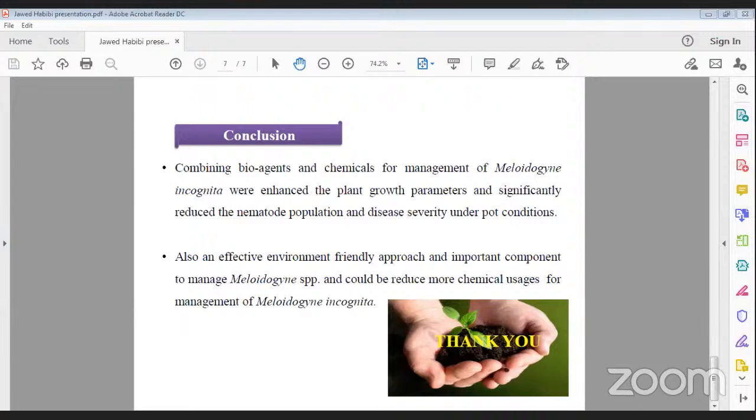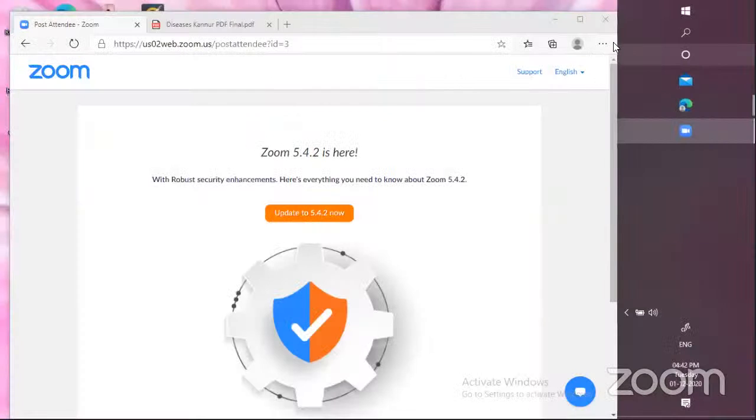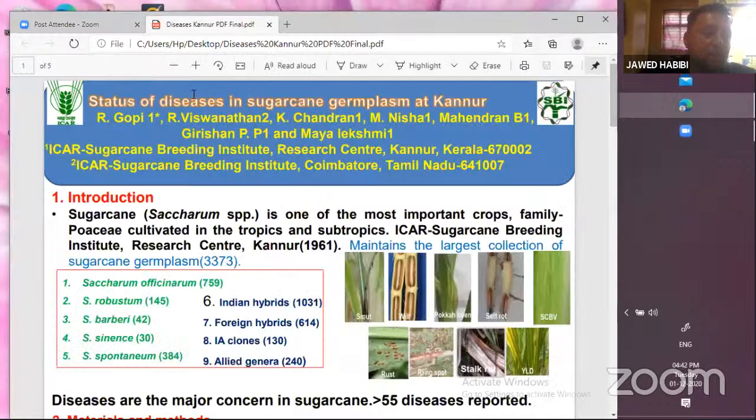Next. Javid. Hello, Javid. Yes, sir. I want one clarification. You combined 3 different things: one bacterium, one fungus, and one nematicide. Have you tested their compatibility before application into the soil? Their compatibility in vitro? No, sir, I did not test them. Directly, I mixed them before transplanting the cucumber into the soil. But I did not test.